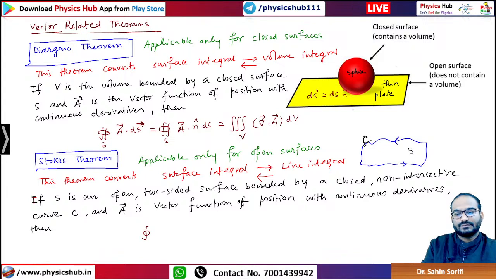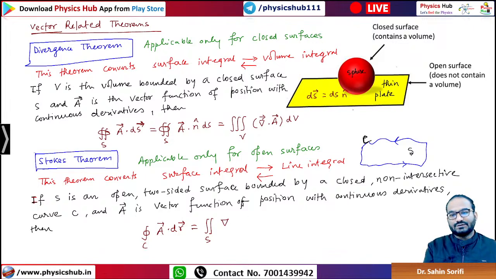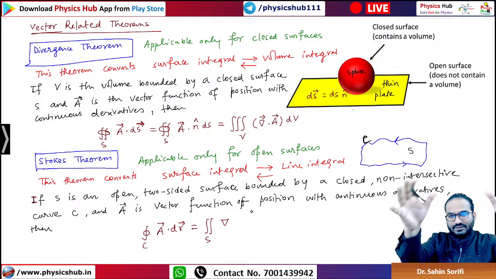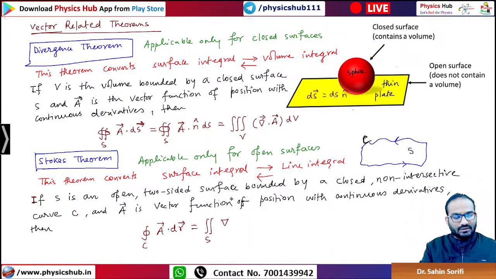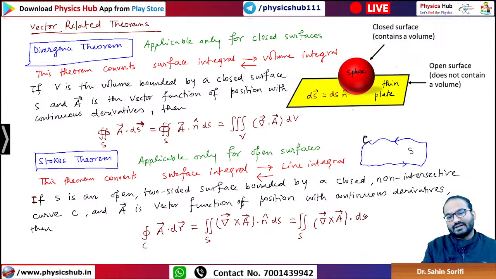Here also closed. The curve name is C. A dot dr, this is the line integral. It will convert into a surface integral. For the surface integral, two integration signs will be there. And here you are not giving the closed symbol because the surface is not closed here. For a closed surface, the surface is closed, but for an open surface, the surface is not closed. So that is why no closed symbol is given here. Curl of A dot n cap ds, or you can simply write it as curl of A dot vector ds.